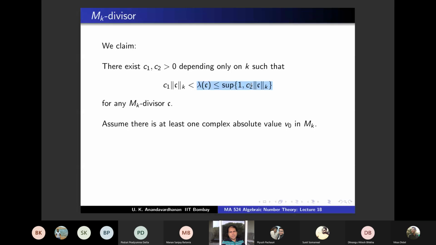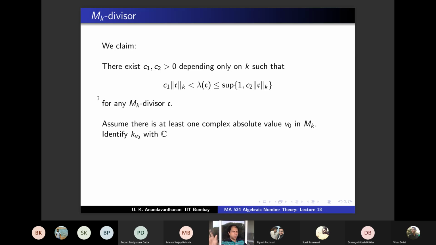Let's prove this first, and I'm going to assume that there is at least one complex absolute value. If not, the proof is more or less the same, but notationally there's a difference between complex absolute value and real absolute value, so let us assume that there is at least one complex absolute value. Pick one and call it v_0. If you complete with respect to v_0, then you get a copy of C, because it's a complex absolute value. So identify K_{v_0} with C.